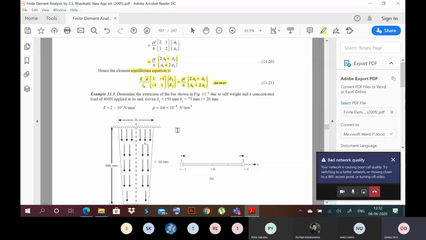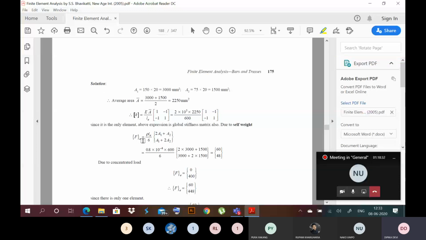EA by LE, put the value of length, put the values of A bar, then F is equal to rho into LE by 6, 2A1 plus A2, A1 plus 2A2. Just put these values and get the equation. Once you get the equation, you solve it after applying boundary conditions. It is fixed at node 1, so delta 1 or U1 will equal 0. So we'll have only one equation, that is delta 2. Find the value. So the solution is done.